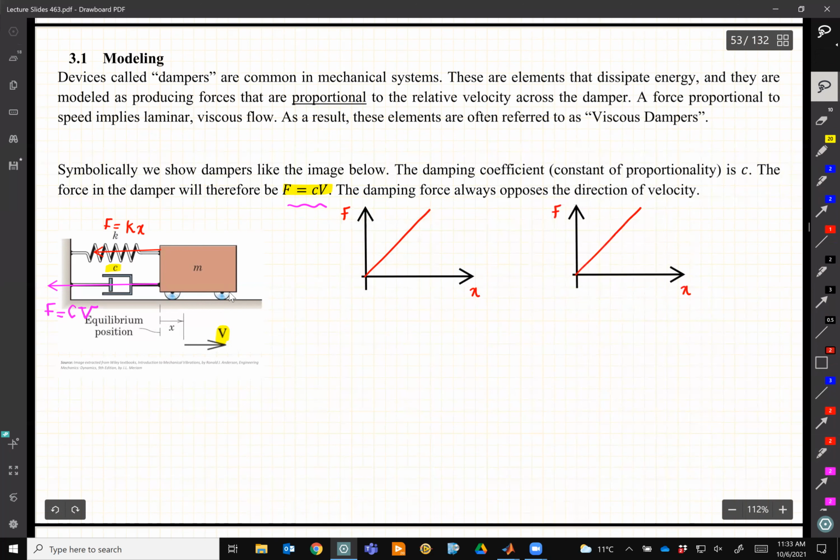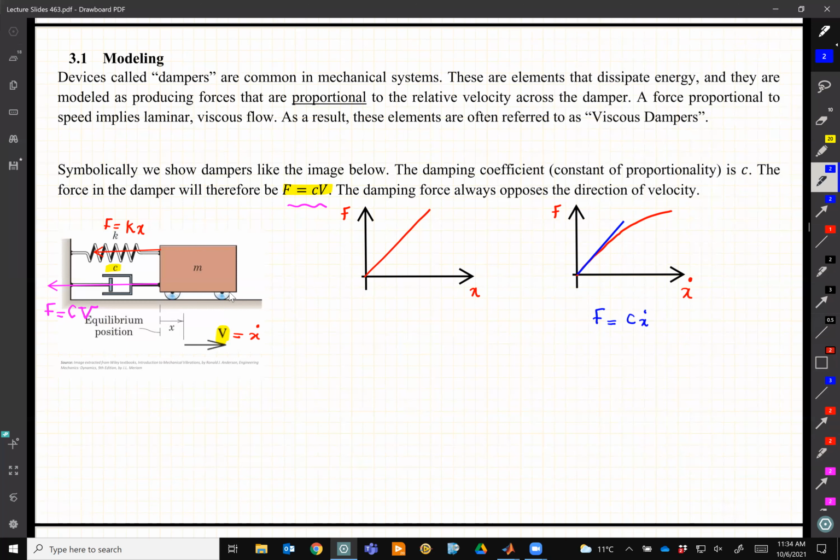So for a damping, now here, instead of x, I will have x dot. X dot is my velocity. Velocity is equal to x dot. And this graph is not a line, it's more like a curve, like that. But we approximate it because we are dealing with a small range of motion. We can approximate it by a line and write down F is equal to Cx dot. This is for a spring, and this is for damper.